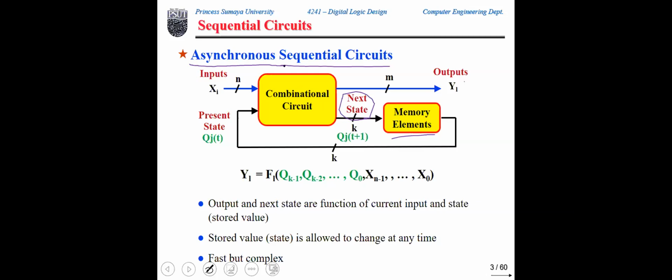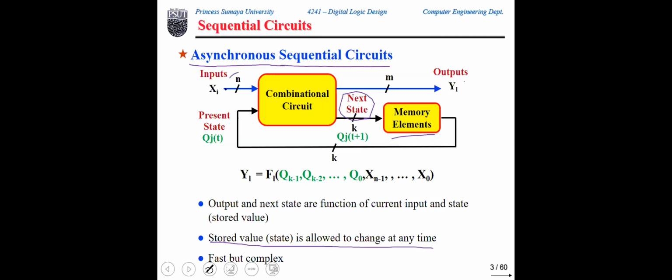Asynchronous implies that it is not tied to something else. It does not operate in parallel to something else or in sync with something else. It is not tied to something else, which means the behavior of the circuit is independent of time. So the stored value is allowed to change at any instant of time.